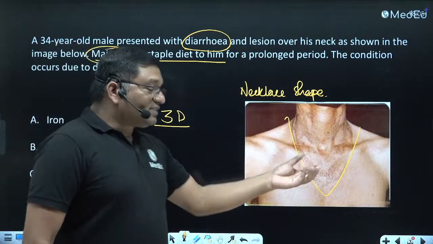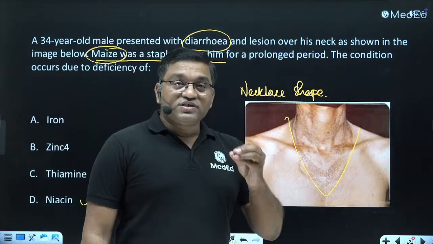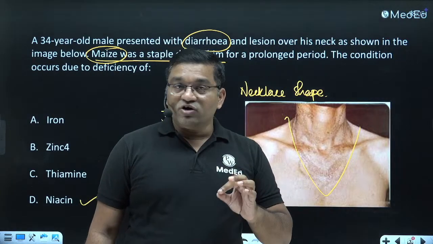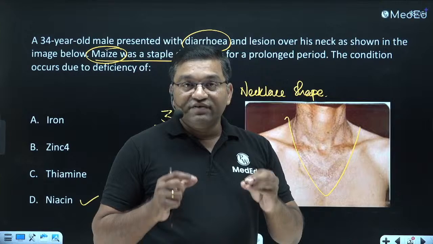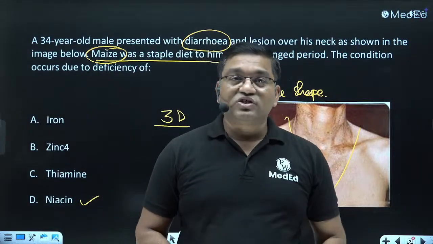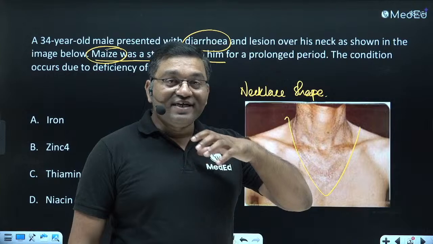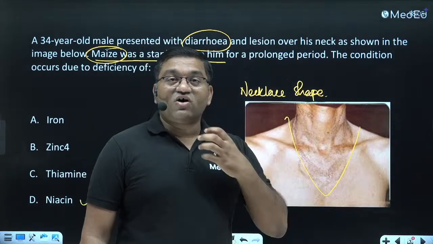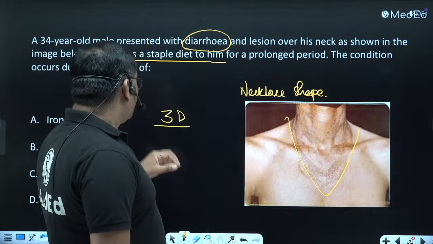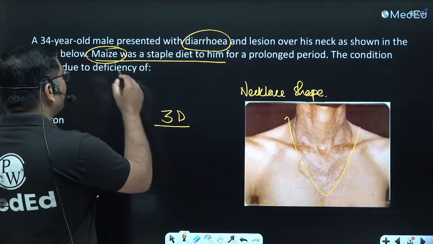Now this is Casal's necklace, an erythematous rash on sun exposed parts of the body, particularly involving the neck and hands and feet, giving the glove and stocking appearance of hands and feet. So this is erythematous, with clear demarcation from the normal skin, an erythematous rash on sun exposed parts of the body because of niacin deficiency. Now why is there maize here?